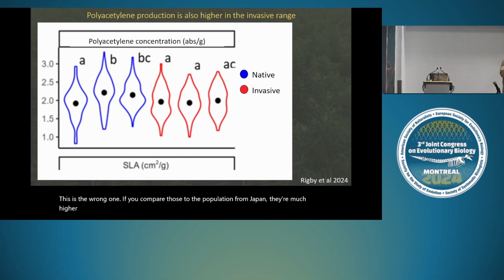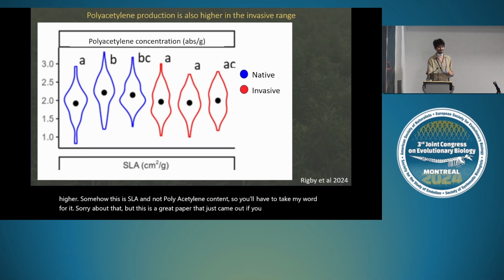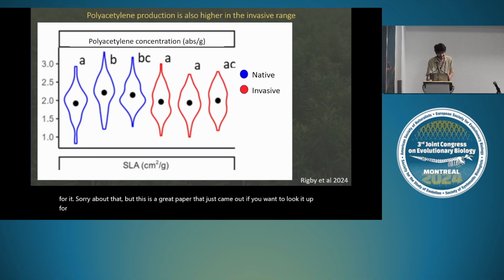Somehow this is SLA and not polyacetylene content, so you'll have to take my word for it. Sorry about that, but this is a great paper that just came out if you want to look it up for yourself. And this has also been shown in a number of other studies previously. So these polyacetylenes are also under strong selection in the invasive range.